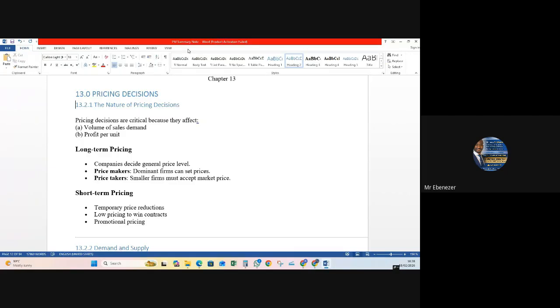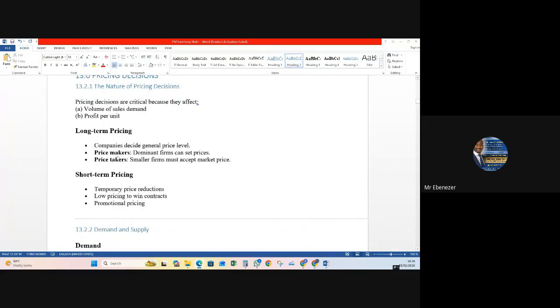All those things will affect us. So your price will determine the quantity that will be demanded by your customers, and it also determines the profit that will be earned on each unit of a product. Now, this price that we have, we can have a long-term pricing whereby companies will decide the general price level of a commodity.